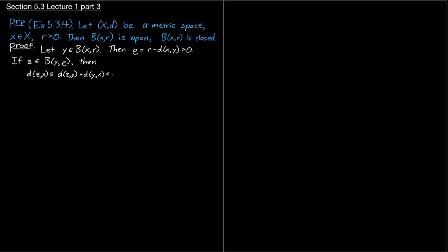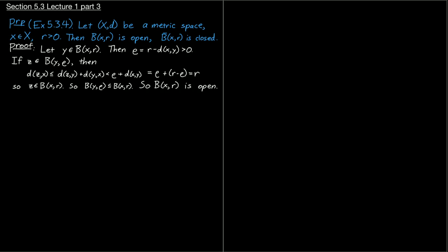And this is less than rho. And then the distance from X to Y is, in fact, equal to rho plus R minus rho, which is R. So we have that Z is in the ball centered at X of radius R, since the distance from X to Z is less than R. So that means that the ball centered at Y of radius rho is contained in the ball centered at X of radius R. So for every point Y in the ball B(X, R), there's a little ball centered at Y that's in B(X, R). So B(X, R) is open.